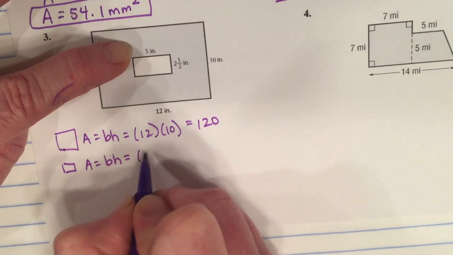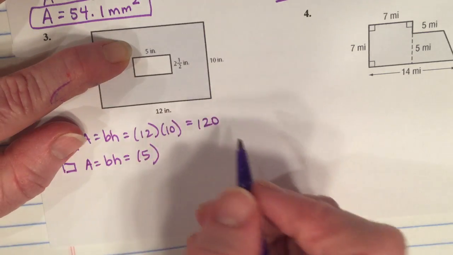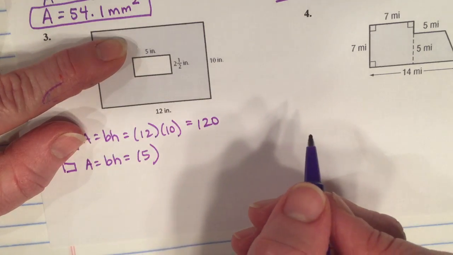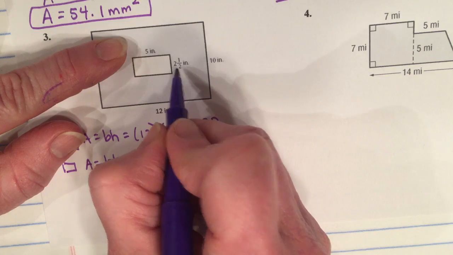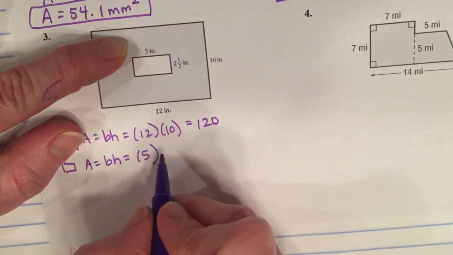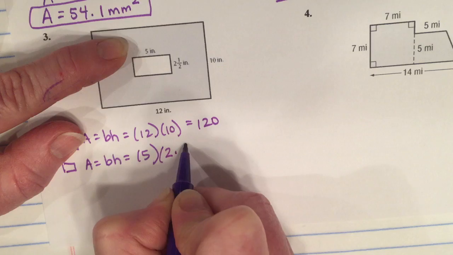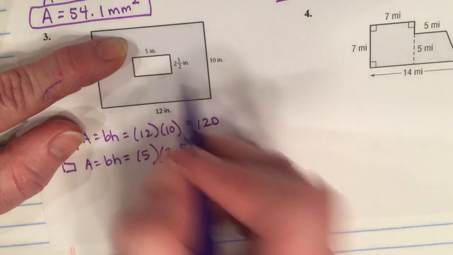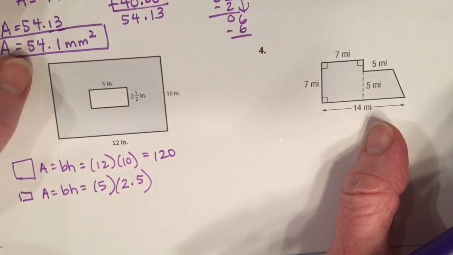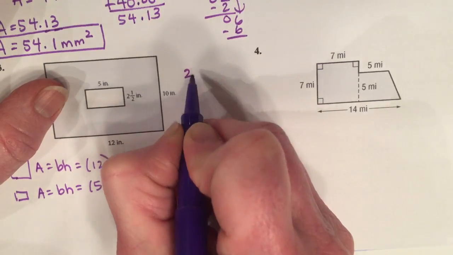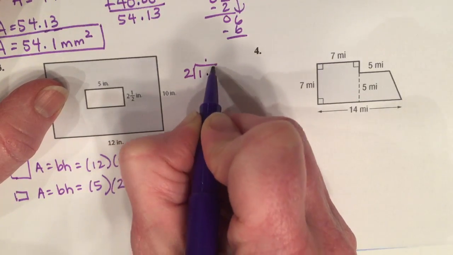The area of the small rectangle is still going to be base times height. This time I'm going to multiply 5 times 2.5. And just to make things simpler, I'm going to change that fraction into a decimal. So hopefully you know that 1/2 is 0.5, so I can write that as 2.5. If you've forgotten that, you can always use a division bar or divide in order to change your fraction to a decimal.